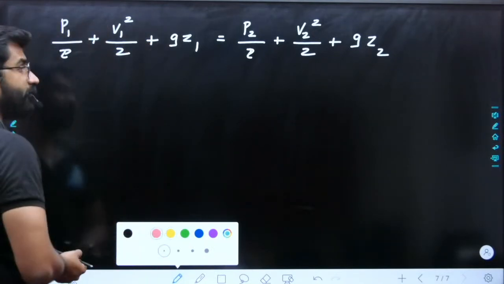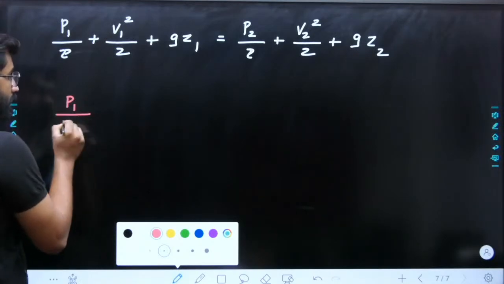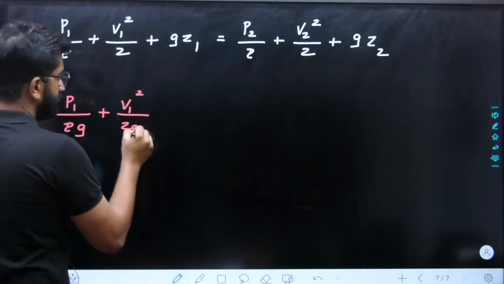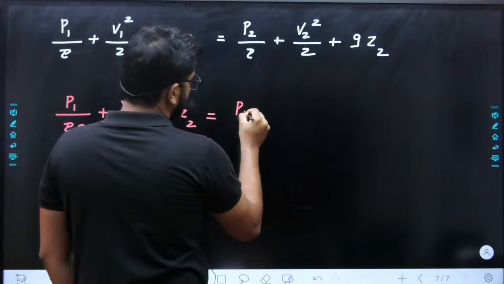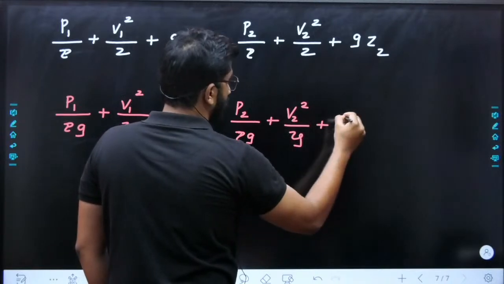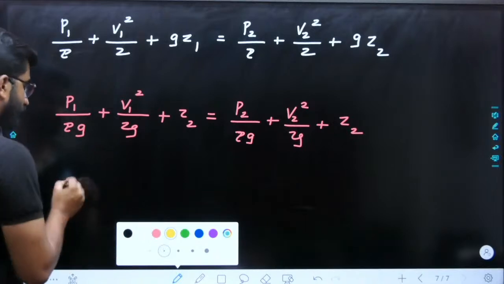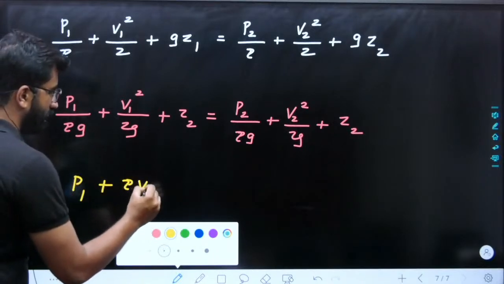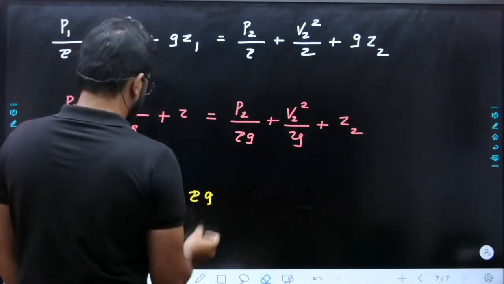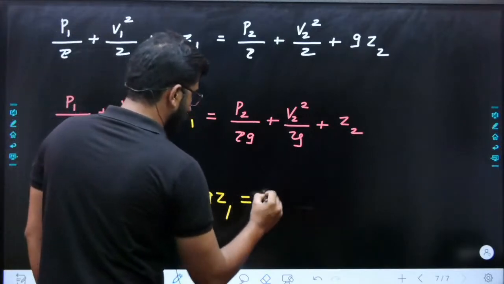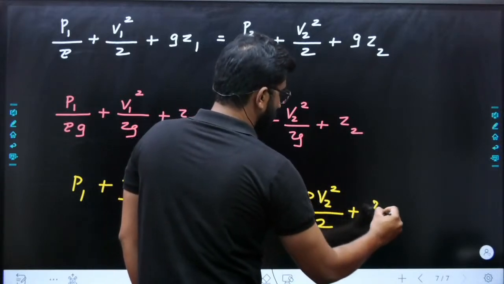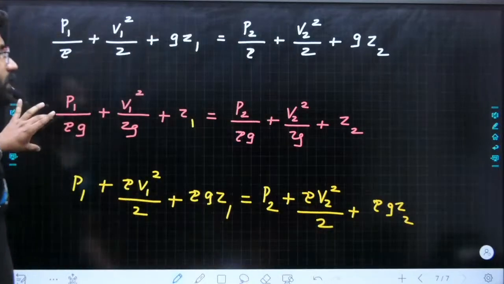Okay, so whenever I'm writing the equation in terms of height or head, P1 by rho g plus V1 square by 2g plus Z1 is equal to P2 by rho g plus V2 square by 2g plus Z2. Last equation in terms of pressure, P1 plus rho V1 square by 2 plus rho g Z1 is equal to P2 plus rho V2 square by 2 plus rho g Z2. ये हो गया आपका टोटल बर्नौली इक्वेशन, है ना?